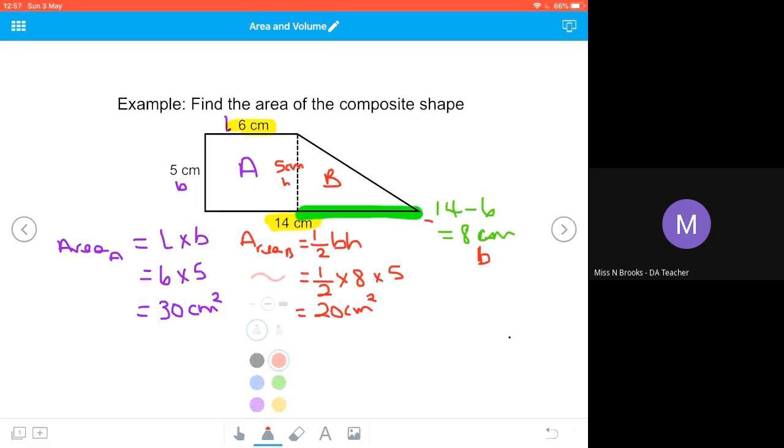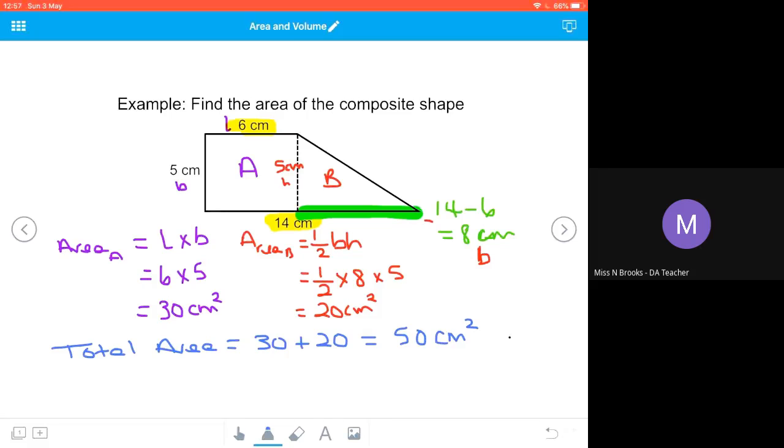So my total area is going to be these things added together. So my area of A, which is 30, my area of B, which is 20, and if I add them together, my total area for my composite shape is 50 squared centimeters.